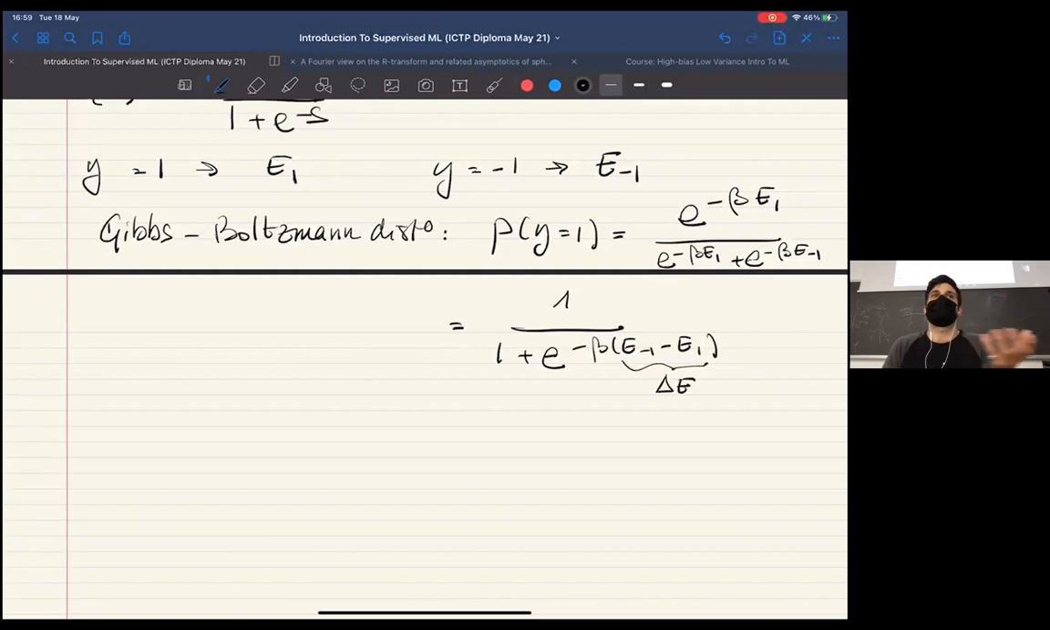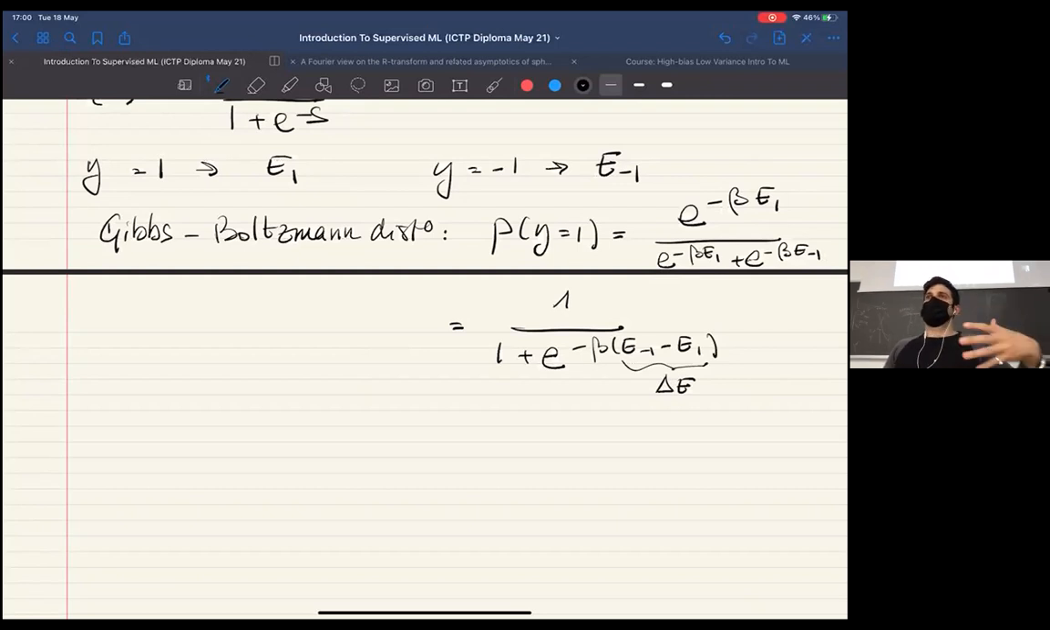Always in physics, the energy is arbitrary. The absolute value of the energy never matters. What matters are differences of energies. You can always add a constant to a Hamiltonian. This will not change the system you are considering. The energy is an arbitrary quantity. What is important are differences of the energies between the states. And here this is what we see. The only thing that matters is the difference between these two energies.